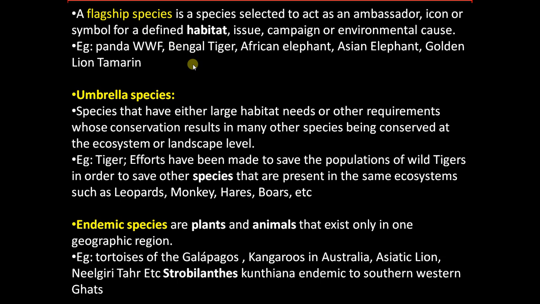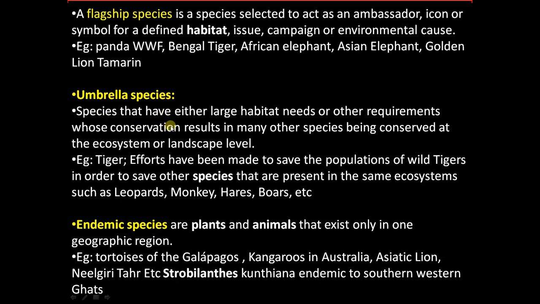We are very familiar with that, with Dhoni and Amitabh Bachchan coming out and asking us the importance of tiger. Then there is African elephant, Asian elephant, then golden lion tamarin, and this is a flagship species that is present in Brazil. Then the second term is umbrella species.